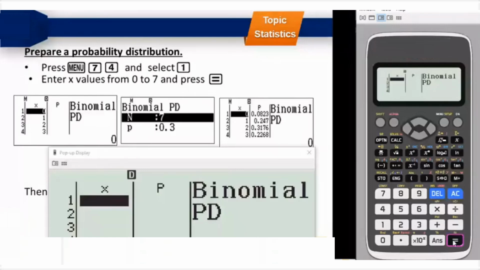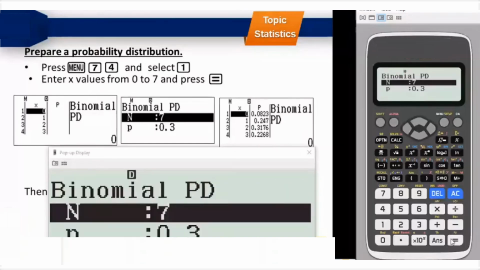and I will have to enter the values of x from 0 to 7. 0 equals to, 1 equals to, 2 equals to, 3 equals to, 4 equals to, 5 equals to, 6 equals to, and 7 equals to. And now I will press equals to.